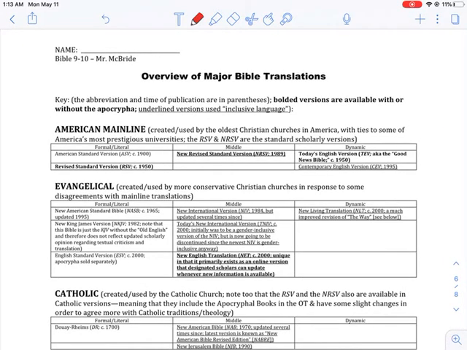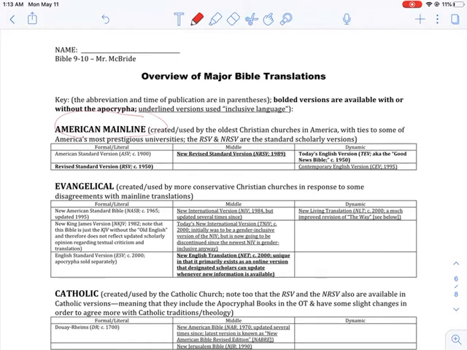And this is a chart I created to help students navigate Bible translations. There's lots of slight differences if you look at bold and underline and all that. I'll explain it starting with the main differences. The main difference is the types of Bibles. So these mainline Bibles are used at typically the oldest churches in America, and sometimes they have connections to the most prestigious universities.